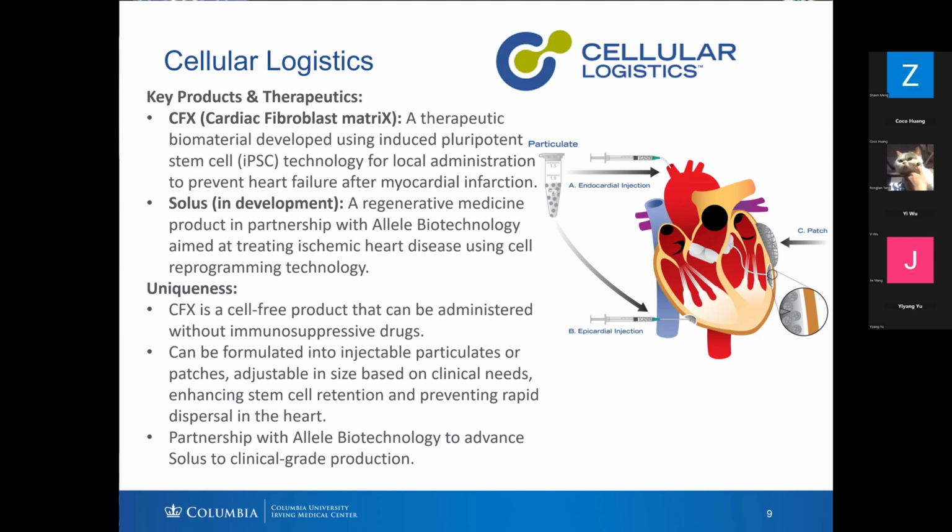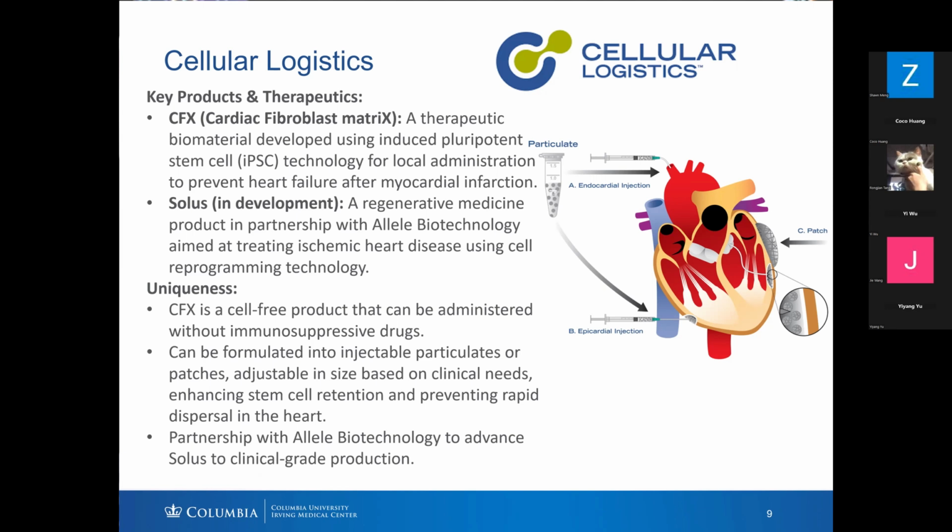One of the key features of CFX is its immune privileged nature, because it is literally generated from your own cells, from your own stem cells, which makes it a safer and more accessible option for patients because you would not need immunosuppressive drugs to deal with implanting foreign cells or anything like that. It's also really versatile because it could be delivered as an injectable particulate or patches, right? With customizable sizes tailored to fit specific clinical needs, so it can address a large range of heart damage problems. And so yeah, that's CFX.